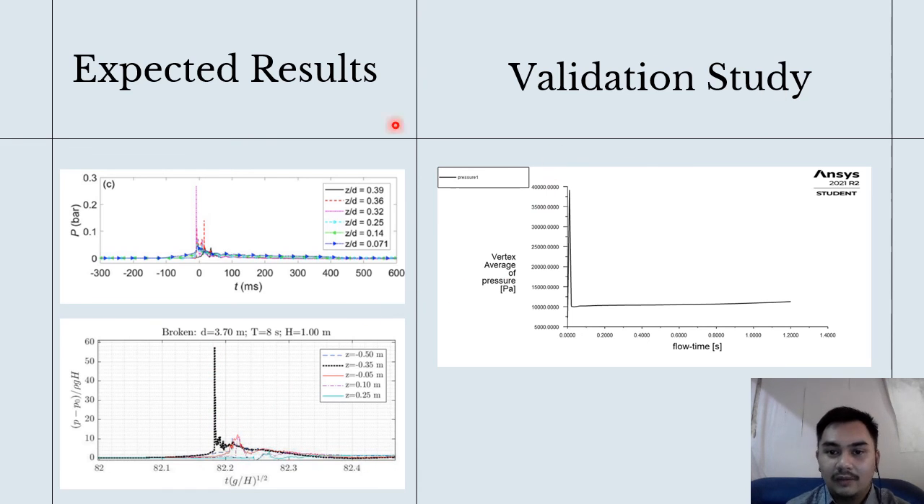Okay, this is my validation study from what I've done on ANSYS Fluent. As you can see from the previous slide, where the wave hits the wall, this is where the pressure spikes up. And my pressure right here is about 40,000 pascals, which is very close to the ranges I got from both previous studies. So what I can say from this is that my research is done very well, and it is quite close to the previous studies.